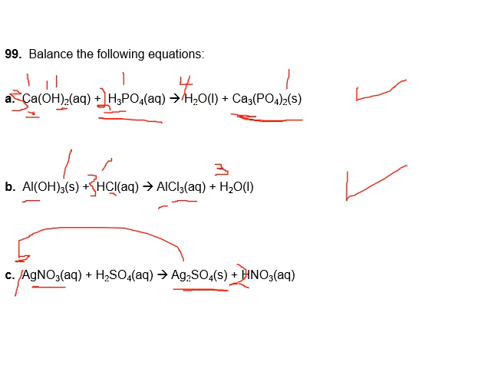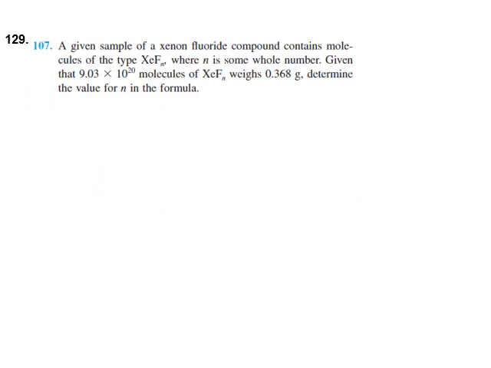So next slide. All right, here we come to a very interesting problem that I've asked many times on tests in the past. A given sample of xenon fluoride compound contains molecules of the type XeFn, and we're supposed to figure out what the n is. So, I mean, it could be XeF2 or 3 or 4 or 5 or 6 or whatever. So what is n?